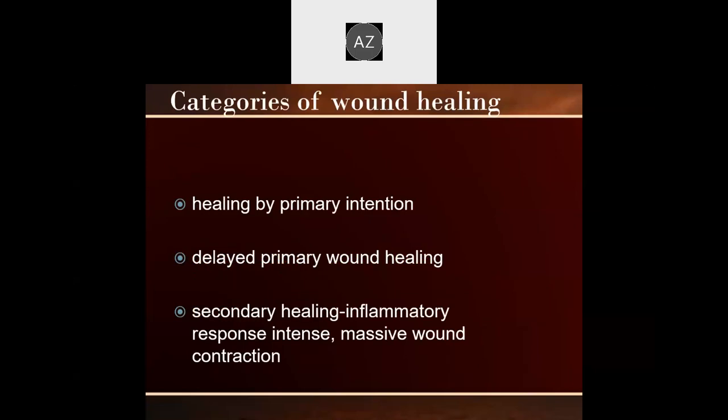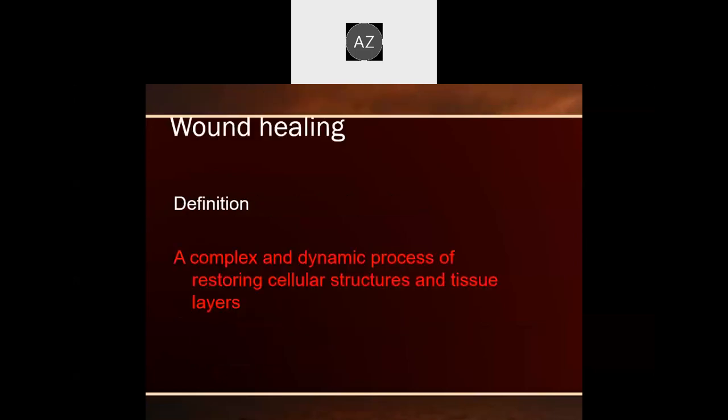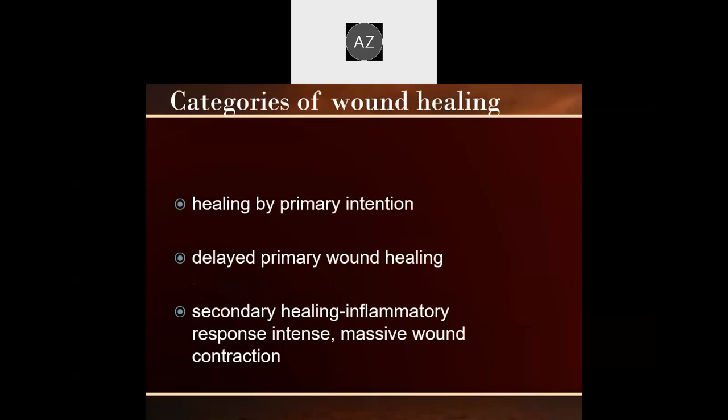So categories of healing. We can heal by primary intention or delayed primary wound healing, and then we can have secondary healing. They're almost concomitant with what we've seen here of closure. So it's close to this. And then in secondary healing, as in secondary closure, there is an inflammatory response that is so intense, so massive, and then there might be massive wound contraction.